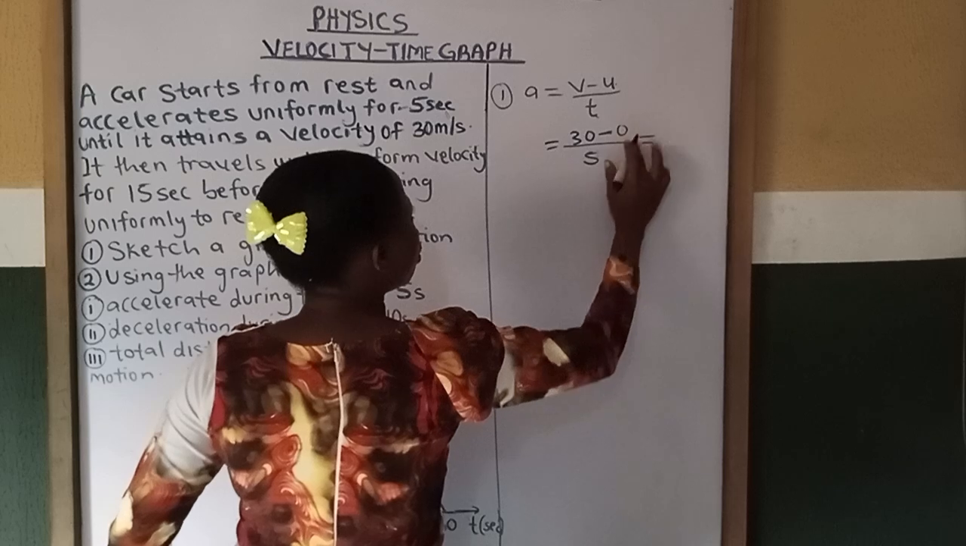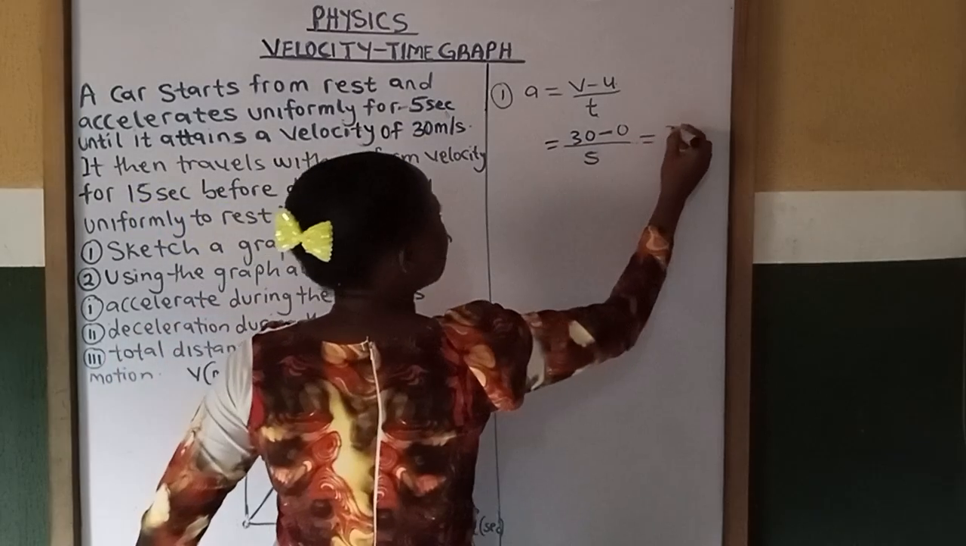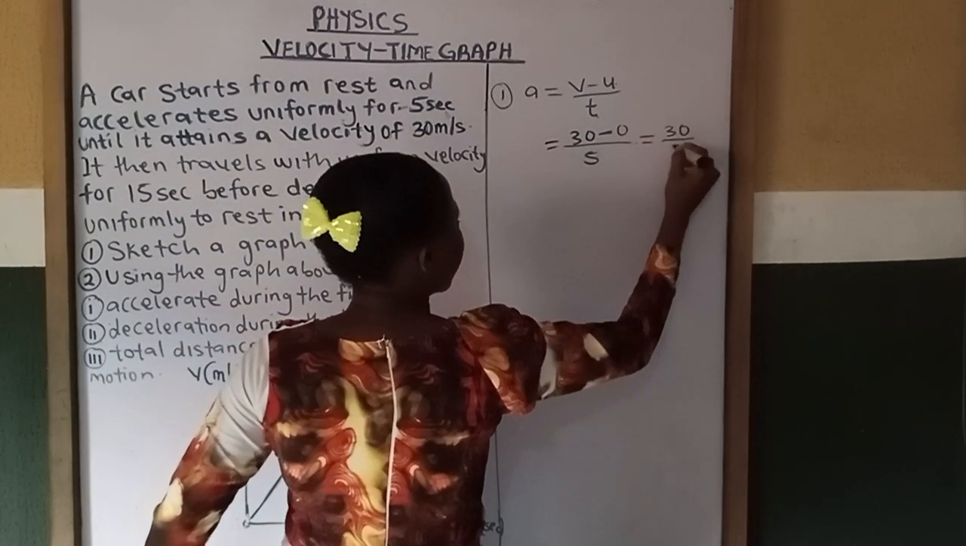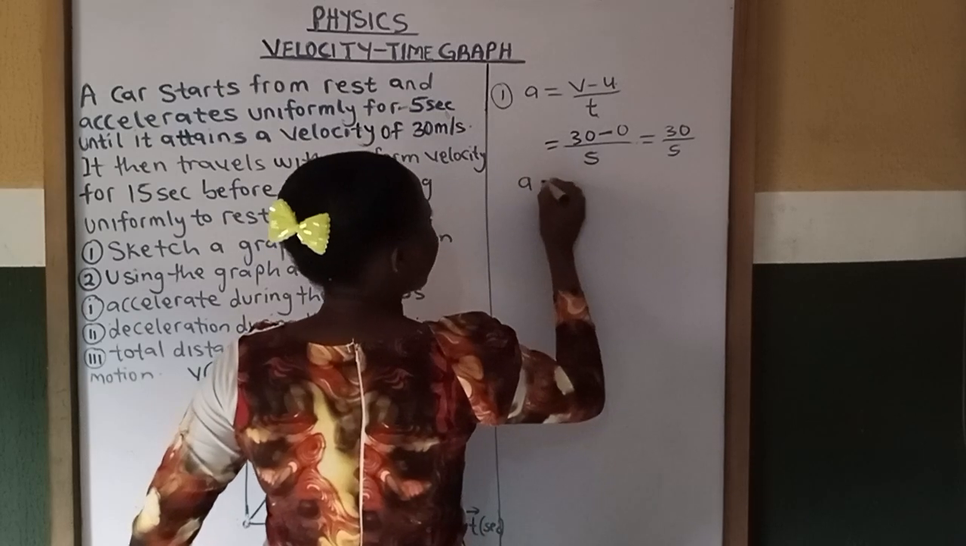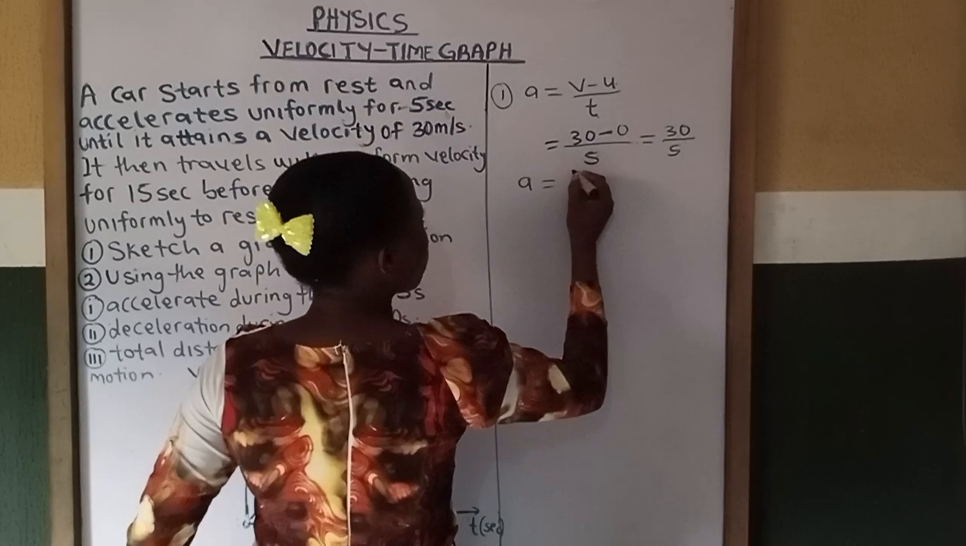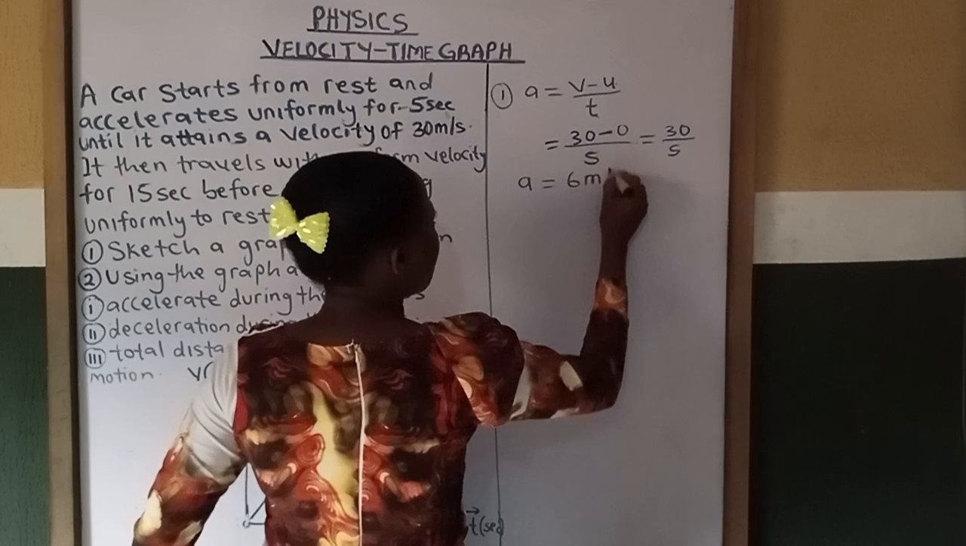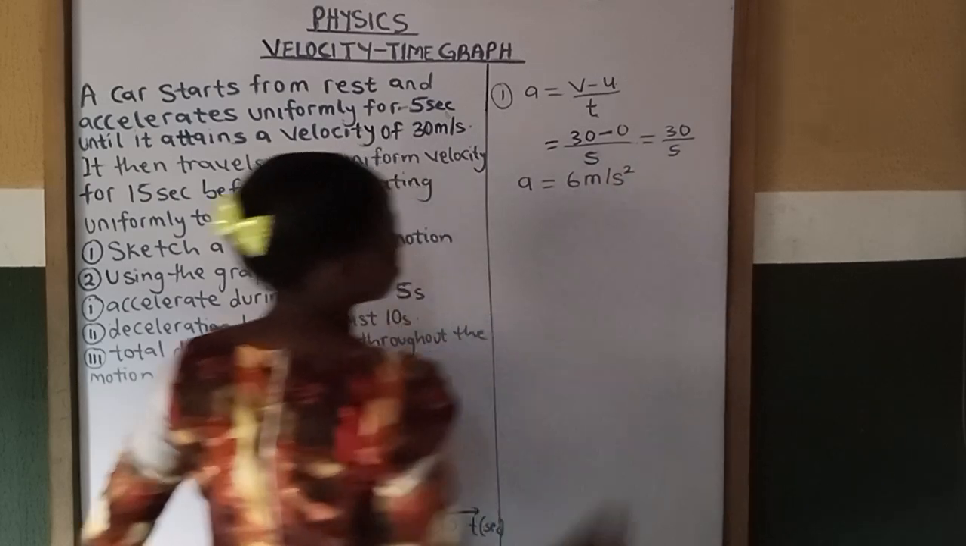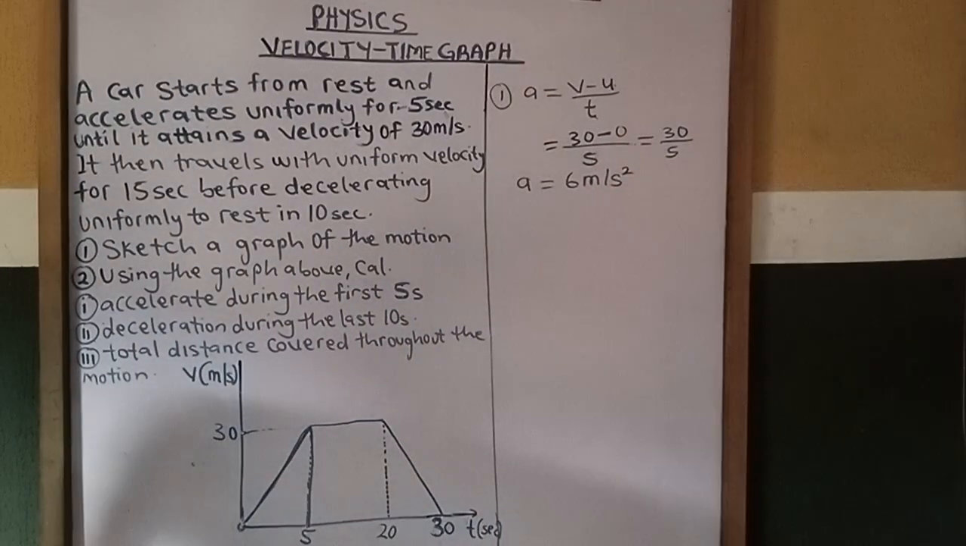So which is equal to 30 minus 0 will give us 30 divided by 5. So our acceleration will give us 30 divided by 5, which is 6 meters per second squared. So we have answered the first question.